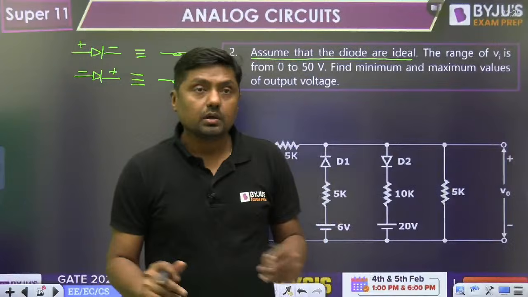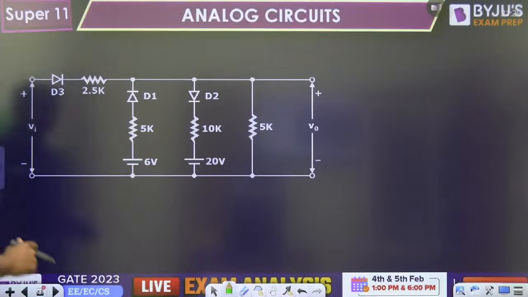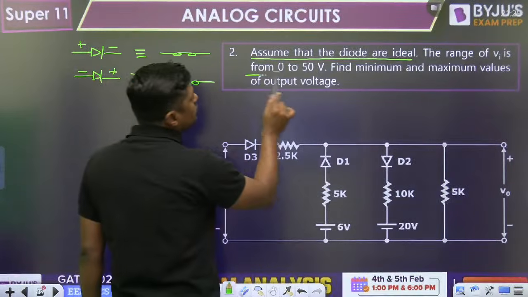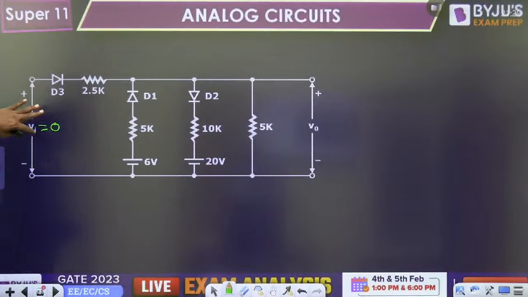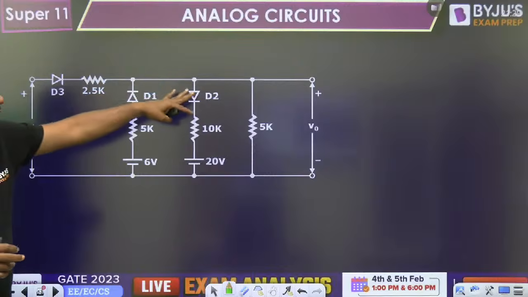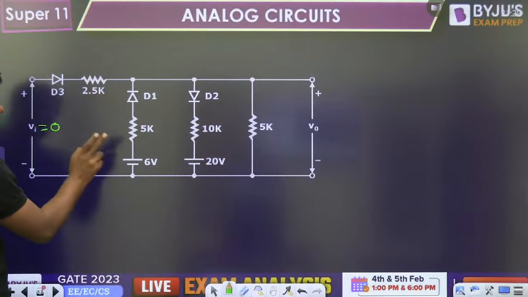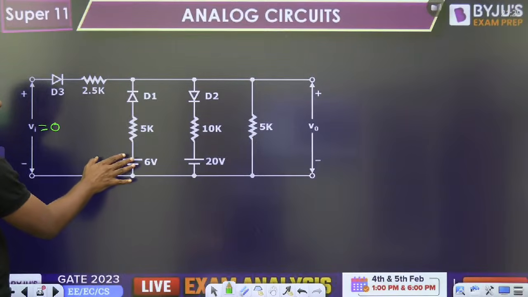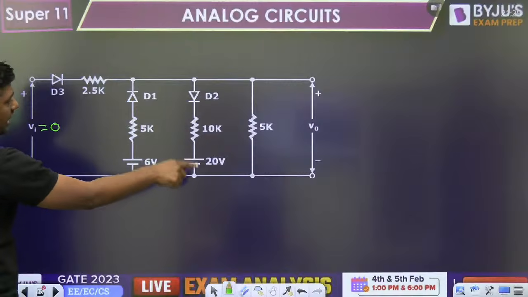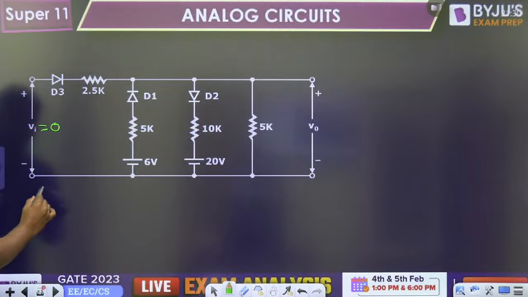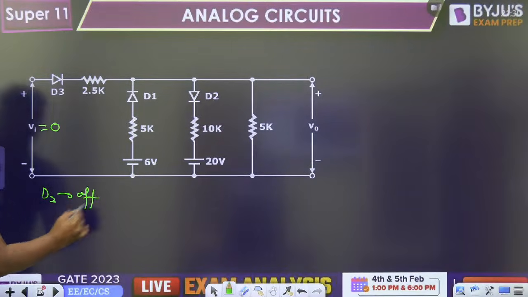So for the minimum value, you have to put the minimum value of the input. What is the minimum value of the input given in the question? 0 to 50 volt. Now, when I am putting 0 volt here, what about the diode D3, what about the diode D1 and what about the diode D2? Because it is 0 volt, the voltage at this point is very high, 6 volt. And this is the 20 volt. So first of all, always check the highest battery, that is the 20 volt. Because of this 20 volt, this diode is off. D2 is off.